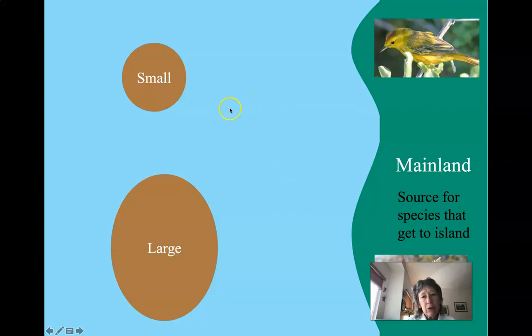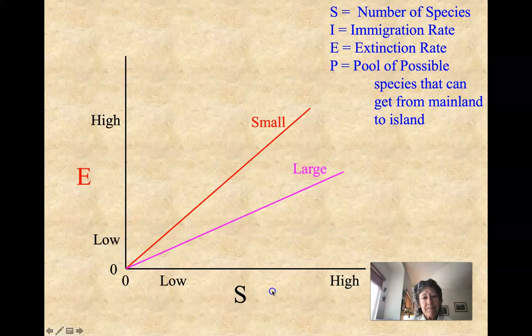And again, we can look at the immigration rate for small and large islands. A small island is a smaller target. A large island is a bigger target. With these two islands being the same distance from the mainland, you would expect, since the large island is a bigger target, that it would have a higher immigration rate.